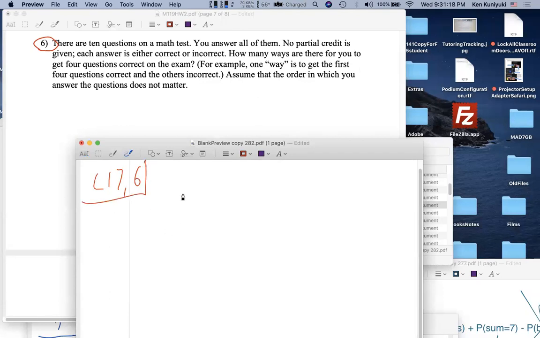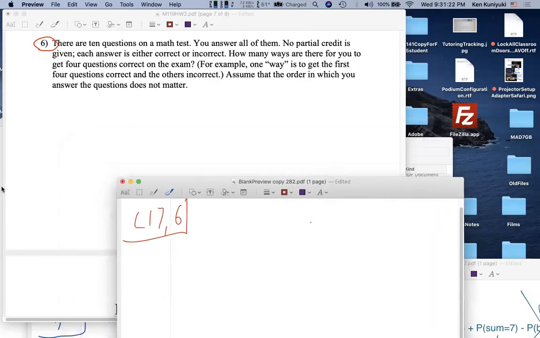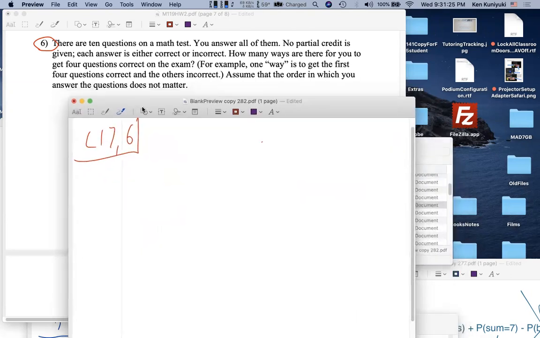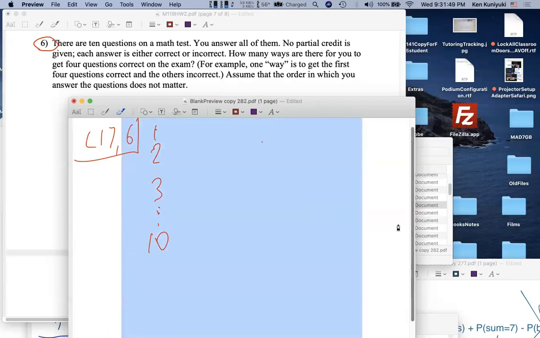There are 10 questions on a math test. If it helps you, you might even want to imagine listing them out. You don't have to, but you can. 1, 2, 3, up to 10. You answer all of them. No partial credit is given.